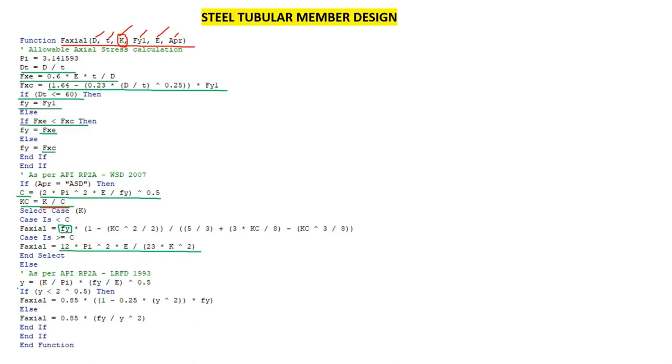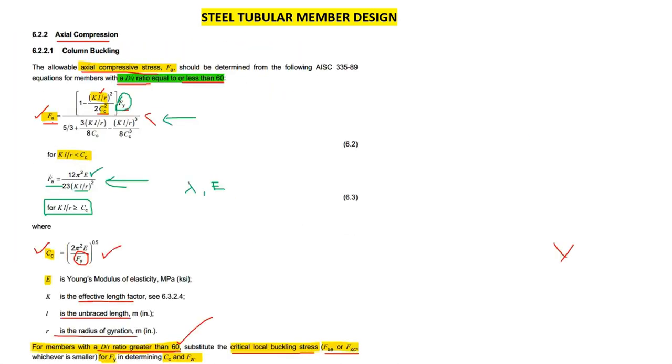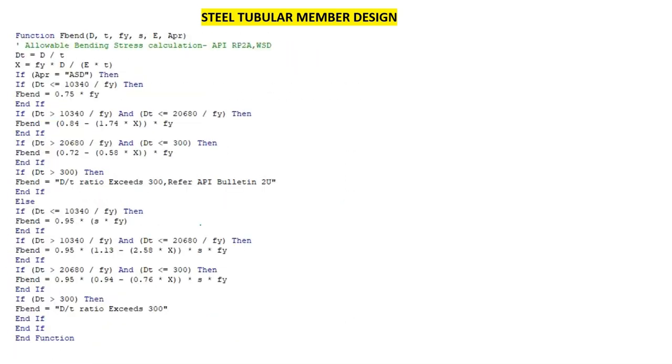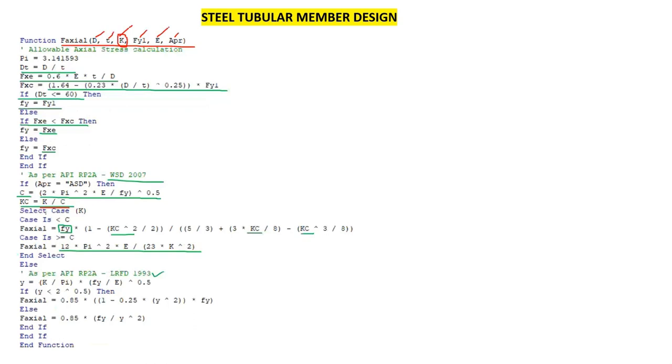Then this is the LRFD value, which we are not using for this one. Usually we are using ASD 2007 only. So here you see this Kc squared, and this is nothing but the slenderness ratio, KL by r whole squared. K is nothing but KL by r. This is the Kc value.